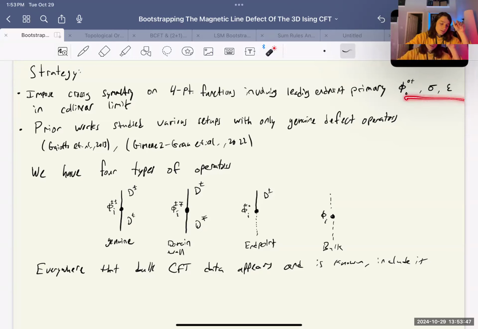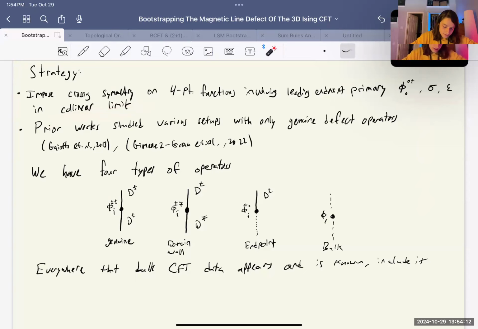But no matter what we do, we're always going to consider the operators, even when they're just in the bulk, as being in the collinear limit. So if we have some defect and we have some bulk operator insertions, we're always going to make sure everything's in a straight line. And again, this is just to preserve the SL2R symmetry.